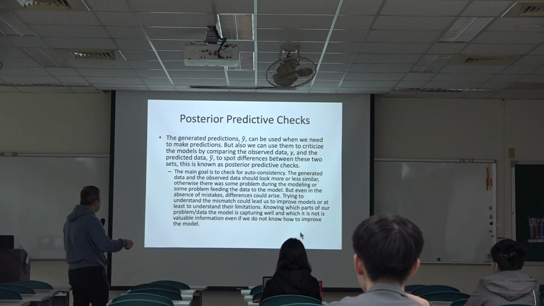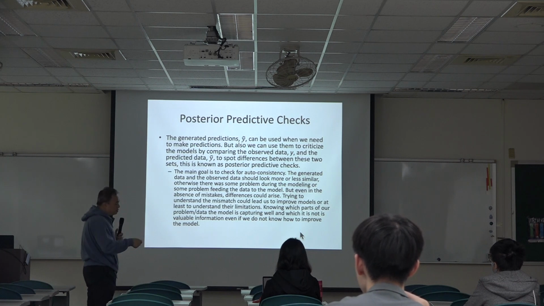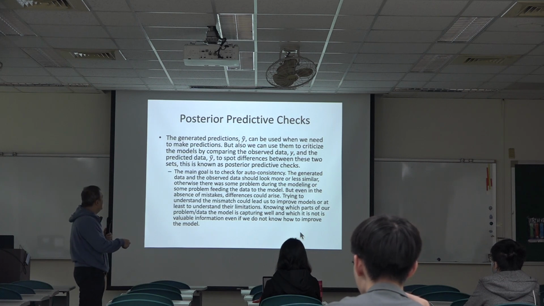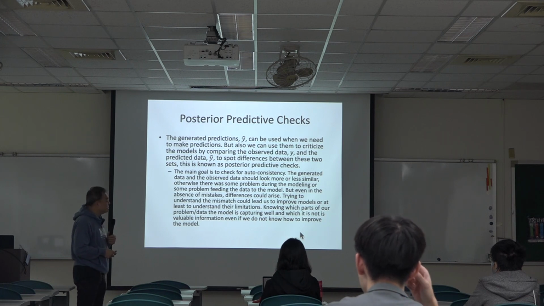So the goal of the posterior predictive check is to check, in statistical terms, what is called auto consistency.